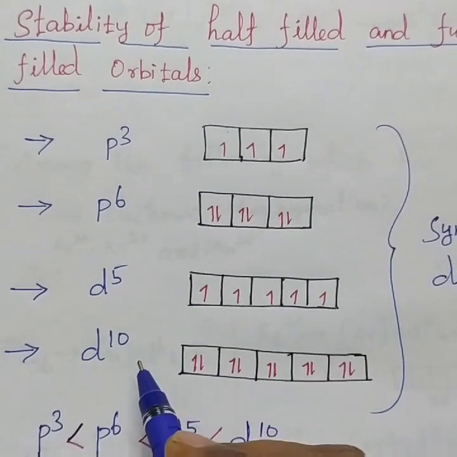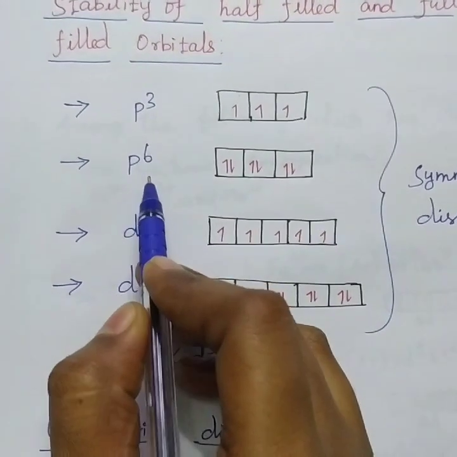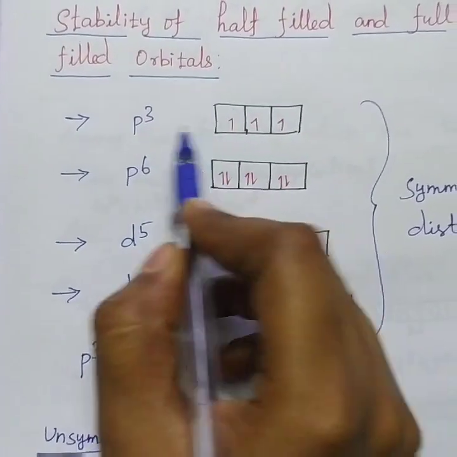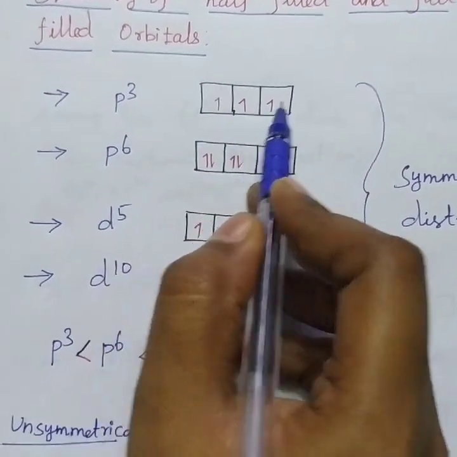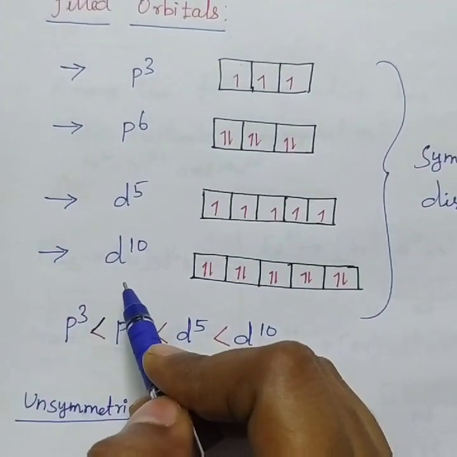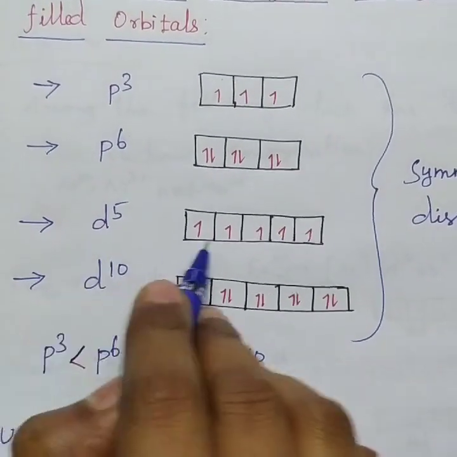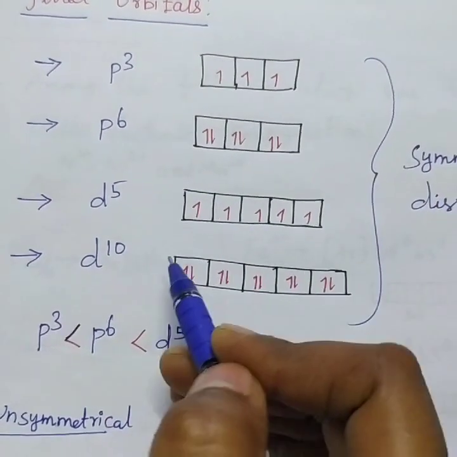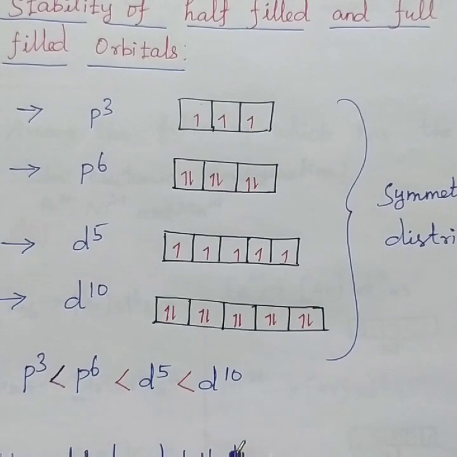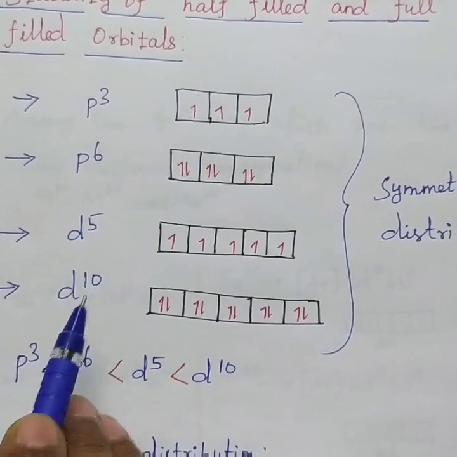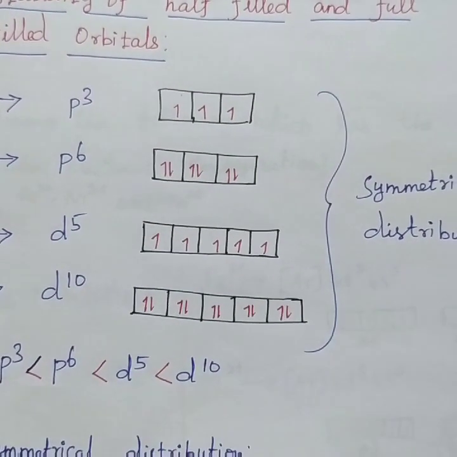Then what do we mean by half-filled? If you have p6, what is the half value? 3. So that is the half-filled orbital, p3. I have arranged the electrons here. Likewise, for d10, what is the half-filled electronic configuration? d5. I have written that. If you look at this distribution, this electronic distribution is symmetrical. So p3, p6, d5 and d10 are called symmetrical distributions.